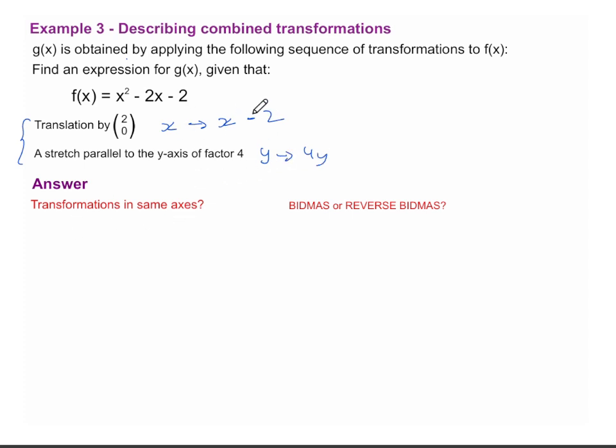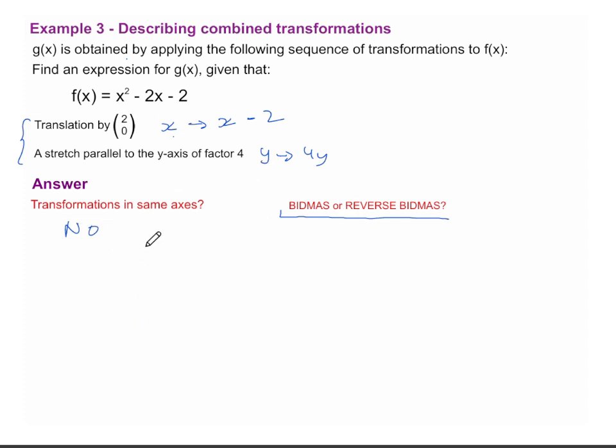Are these transformations in the same axis? This is x, this is y. No. They are in different axes. And so are we going to use BODMAS or reverse BODMAS? It doesn't matter. Order doesn't matter in this case because the transformations are in different axes.